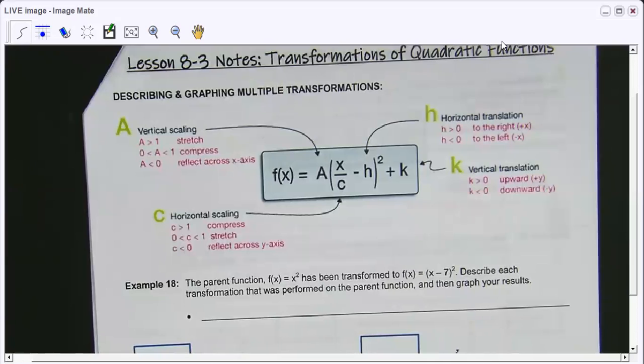All right, so now we're going to describe and graph multiple transformations. We've just looked at single transformations, but now we're going to combine a couple.